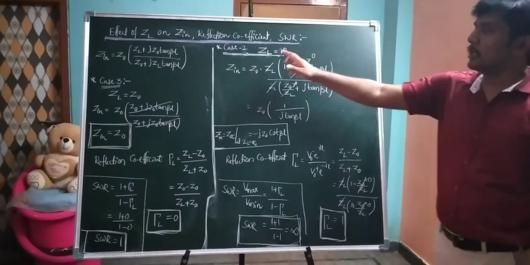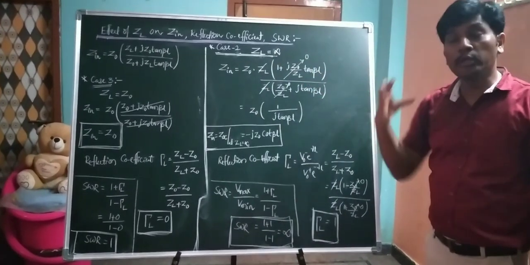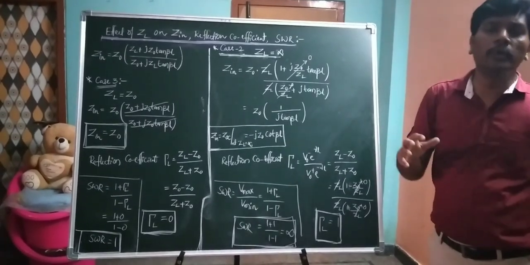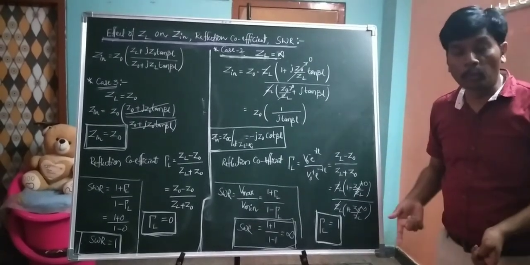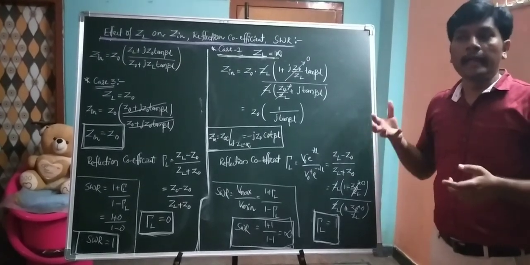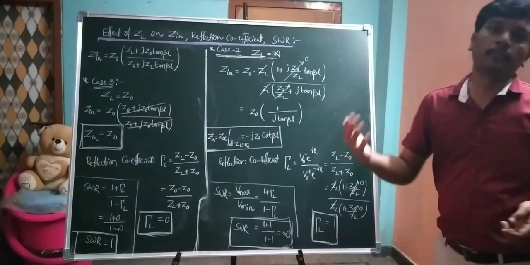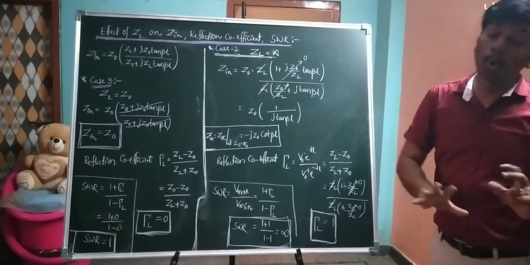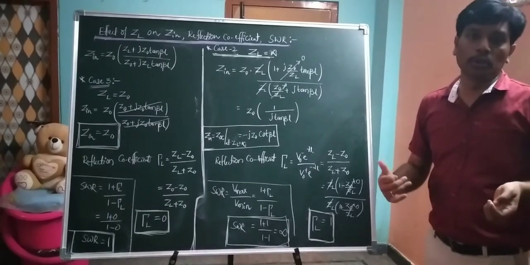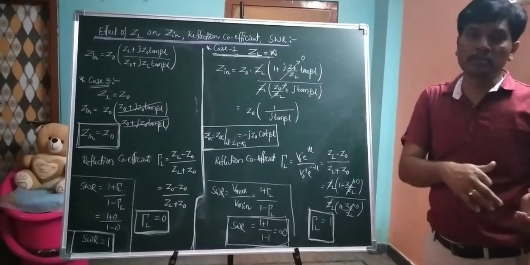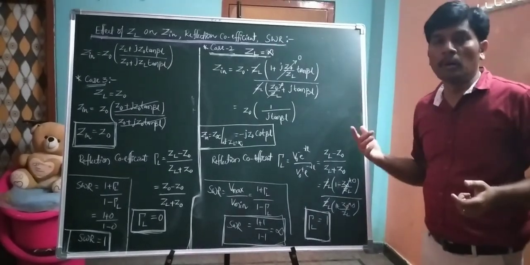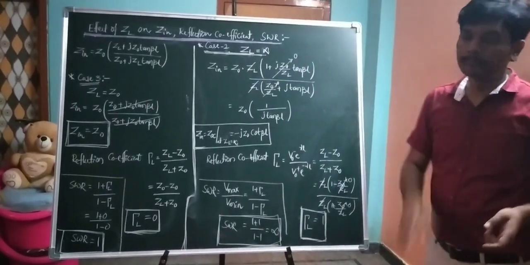But whereas in ZL equal to infinity, what is the voltage drop across the load? Voltage drop across the load is maximum. Complete energy is drawn. But what about the current? Current is equal to 0. So that means energy in terms of current is completely returned back to the generator. So in both cases, maximum reflections take place. When ZL equal to 0, maximum voltage reflections take place. When ZL equal to infinity, we get the maximum current reflections.